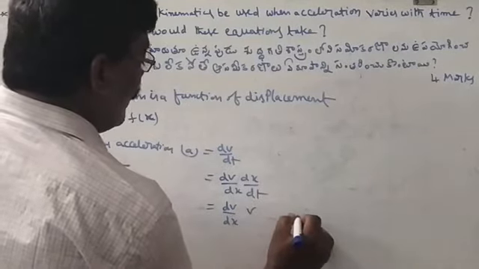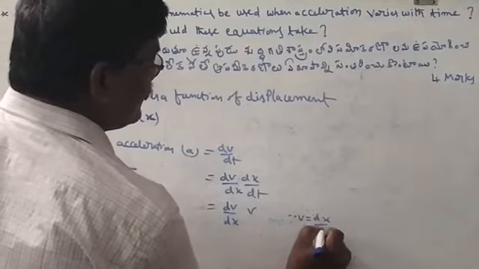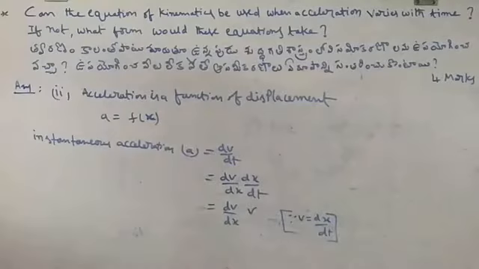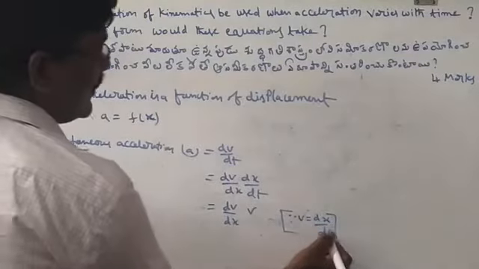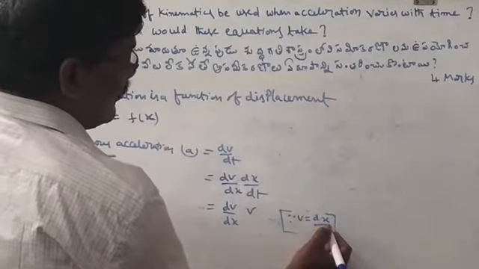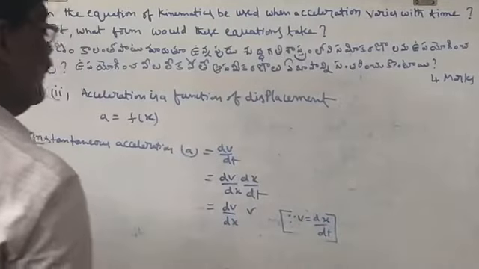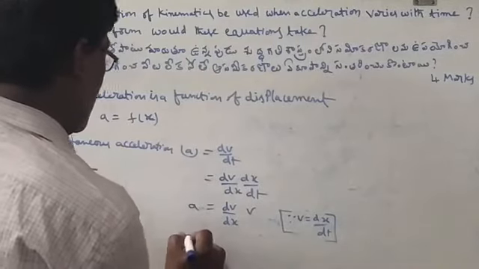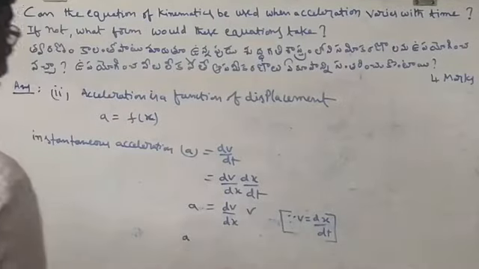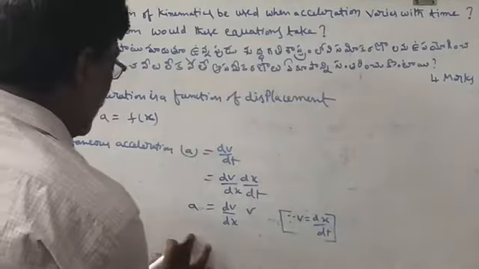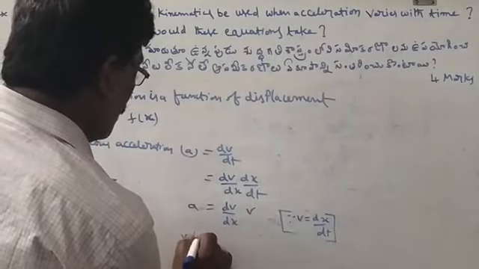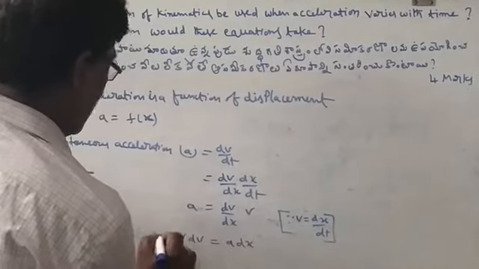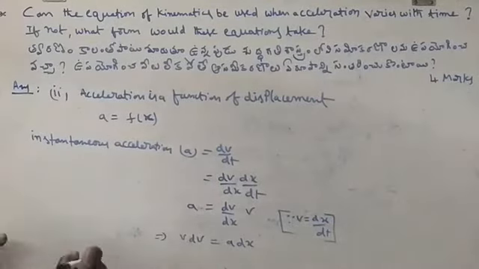Since v is equal to dx by dt, rate of change of displacement is called velocity. That means v dv is equal to a dx. Integrating both sides and taking limits.